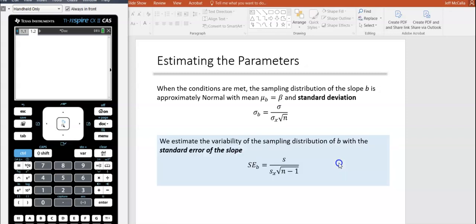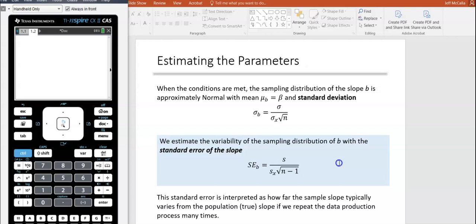We use the standard error, actually. So this is the part of our formula for the interval. It is on your formula sheet. It's called the standard error of the slope. So B is the slope. Remember that? So it says SE of B, standard error of the slope. Standard error is typically how far the sample slope typically varies from the population slope.